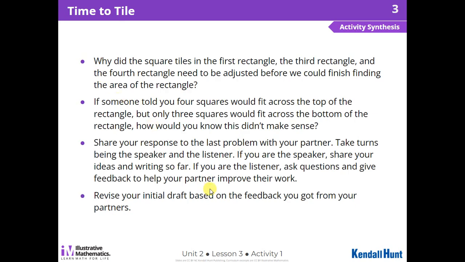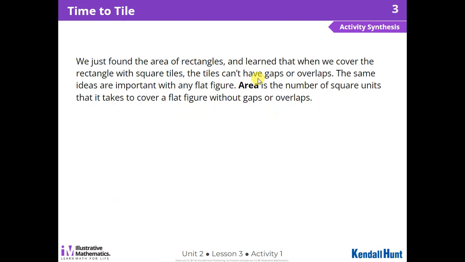There are certain questions that I think will be difficult for a student to answer, so we can add a voice note with the answer so that they can summarize all this activity. We just found the area of a rectangle and learned that we can cover the rectangle with square tiles. The tiles cannot have gaps or overlaps. The same idea is important with any flat figure. Area is the number of squares it takes to cover a flat figure without gaps or overlaps. So this is sort of learning and instruction, so that they keep on summarizing.